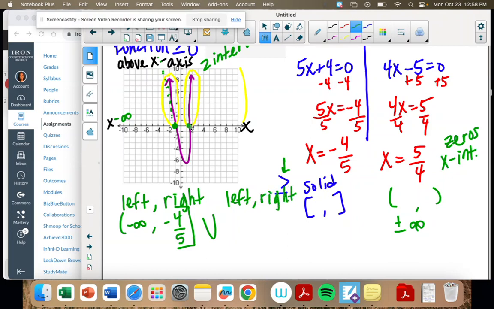So left is where it picks up at 5/4, and it's a bracket because of the inequality sign. And then it would continue on out and out forever towards positive infinity. And that's a parenthesis because the infinity values are never included.